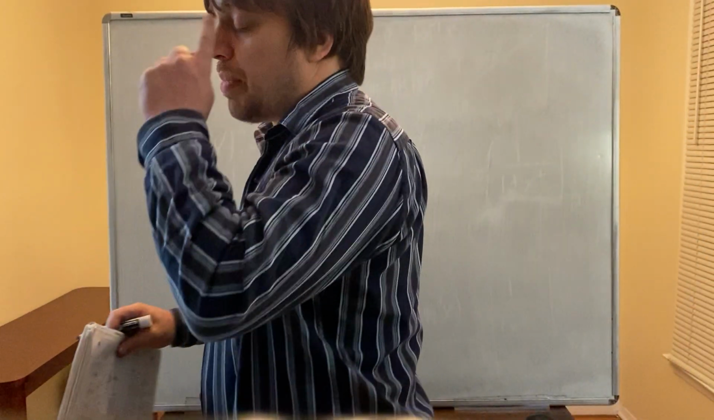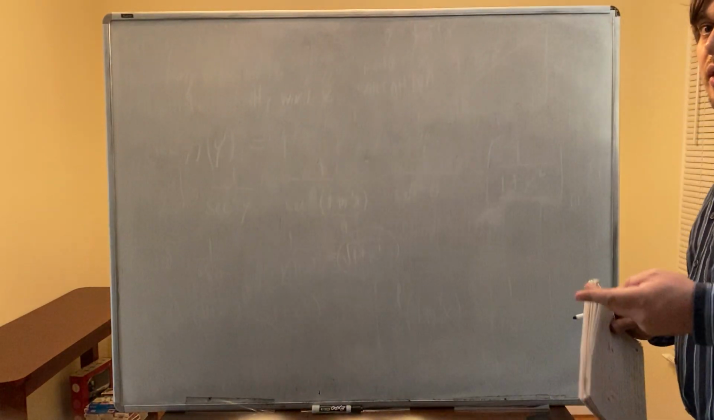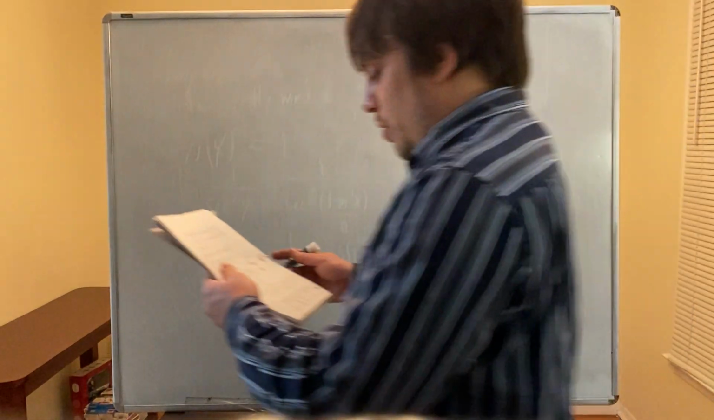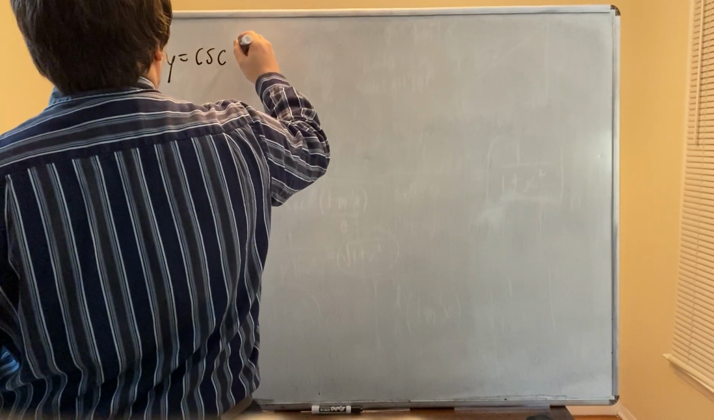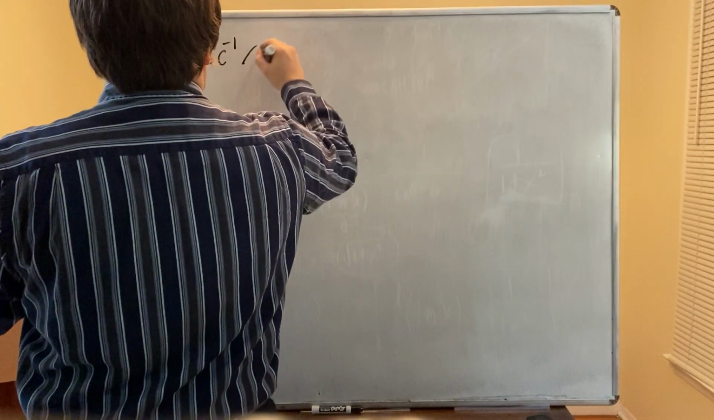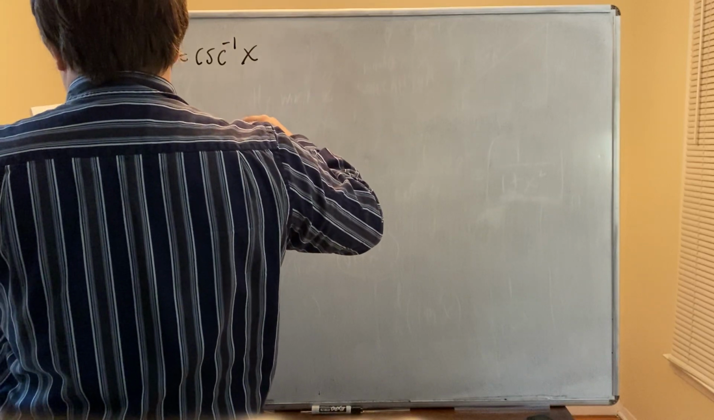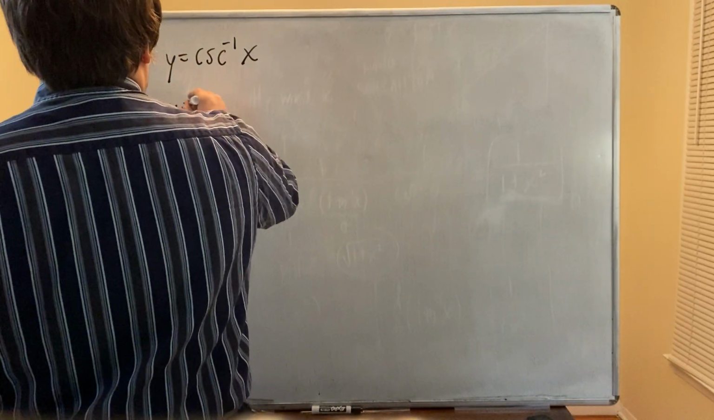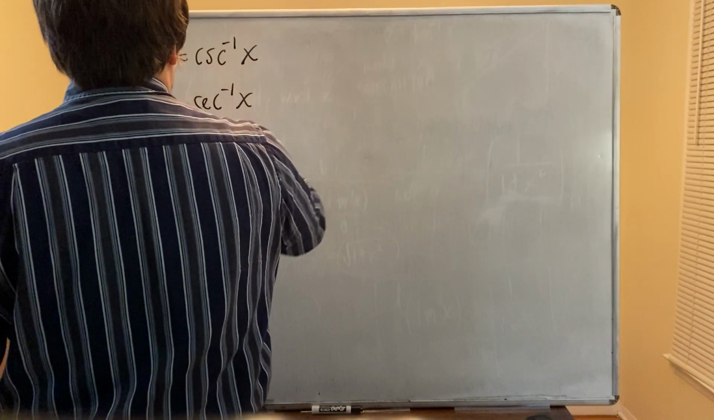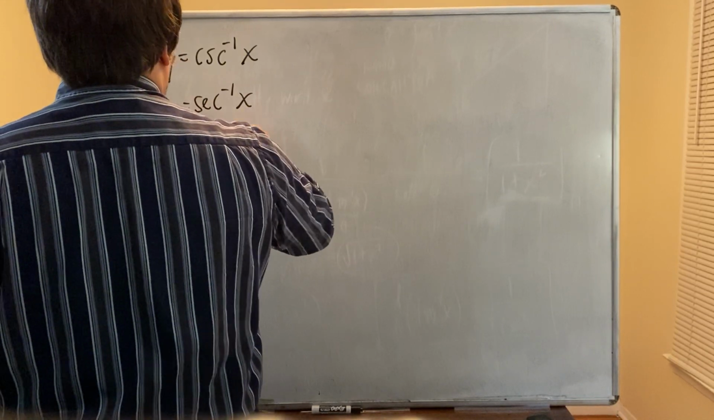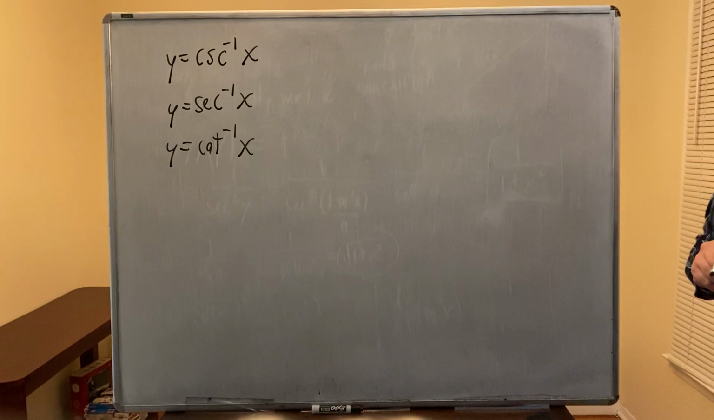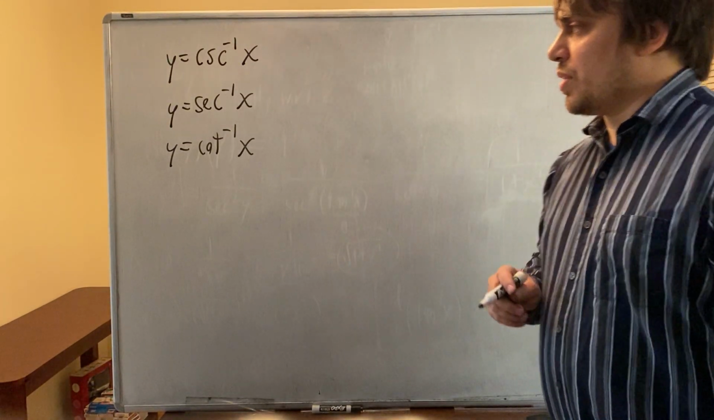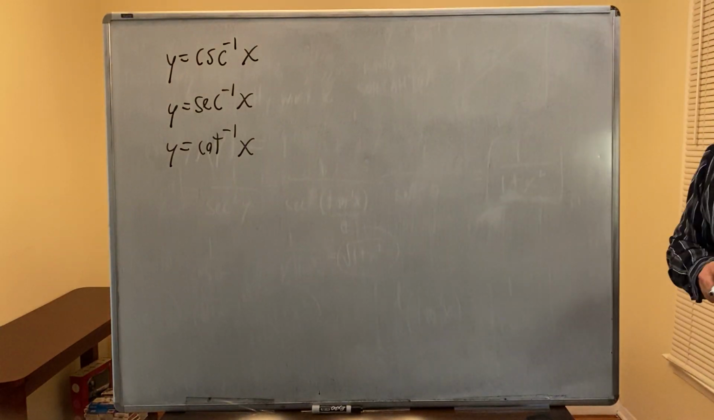Okay, so now we talked about sine inverse, cosine inverse, and tan inverse. And so there are three other inverse trig functions we could talk about. Y equals cosecant inverse x. Y equals secant inverse x. And y equals cotangent inverse x, right? Those are the inverses of the three other trig functions that we talked about. So we have y equals cosecant inverse x, y equals secant inverse x, and y equals cotan inverse x.